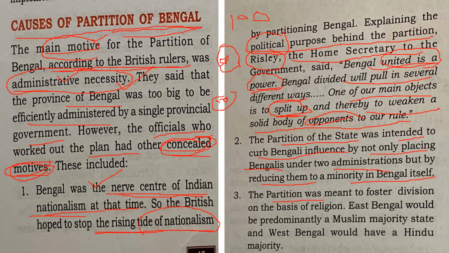And the partition was meant to foster division on the basis of religion. Another important factor was that by this time the British were trying to divide India on the basis of Hindu-Muslim issues. So based on religion, they wanted to divide and rule. Hence, Bengal was a very good chance for them. East Bengal would be dominated by Muslims, and West Bengal would have a Hindu majority. So now, between Hindus and Muslims, they could create problems, and this would always give the British a good opportunity to exploit more and more and to reduce nationalism. So this was the hidden reason for the division of Bengal.